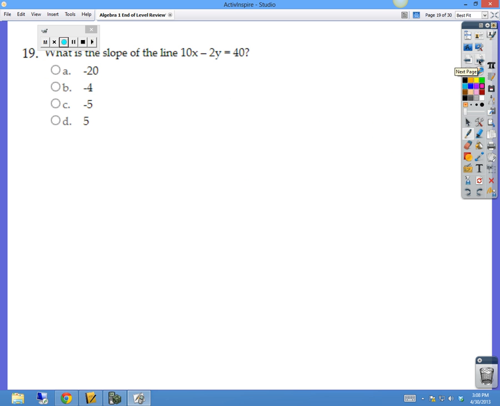Okay, what's the slope? You cannot find the slope unless you're looking at y equals mx plus b. And m, the number in front of x, is your slope. So move number 1, get y all by itself. I'm going to take these 10x's to the other side. So it's going to be minus 2y equals 40 minus 10x. Divide everything by negative 2.